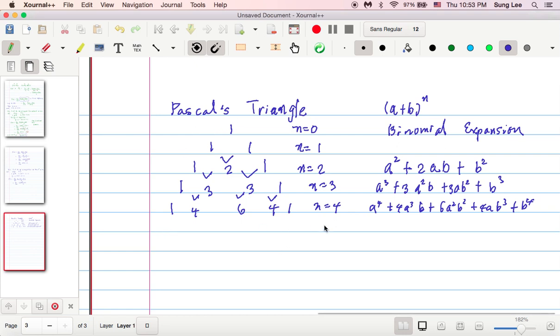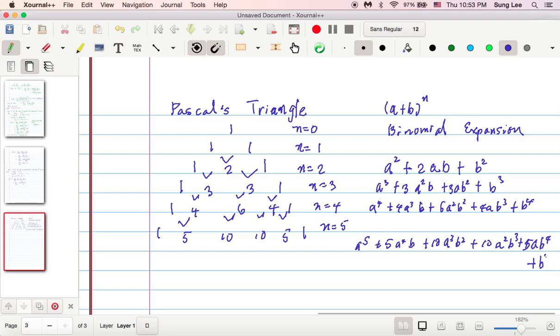One more actually, because we need that for our problem. So when n equals 5, we do the same thing. 1 at each end, and then add these to get 5, add these to get 10, add these to get 10, and add these to get 5 again. So the expansion in this case is a to the 5 plus 5 times a to the 4 times b plus 10 times a cubed b squared plus 10 times a squared b cubed plus 5 times a b to the power 4 plus b to the power 5. The exponent is 5, right? Okay, so that's the expansion.